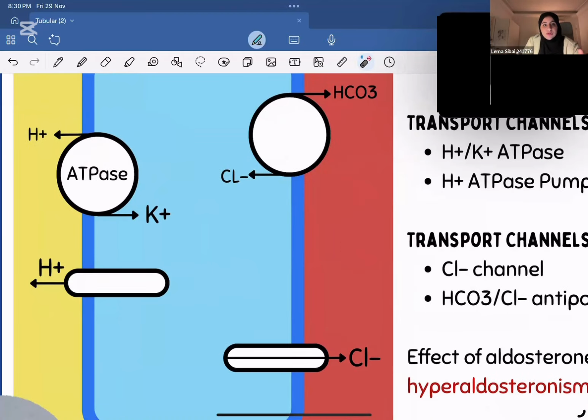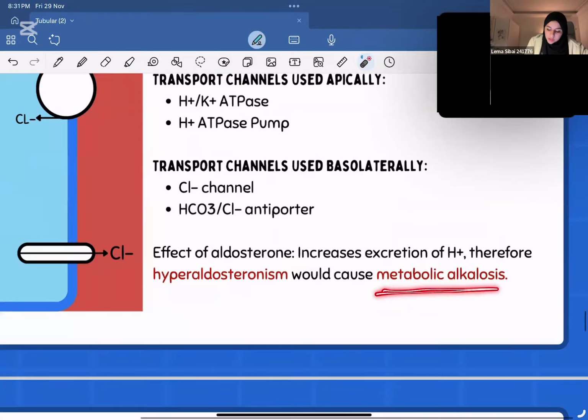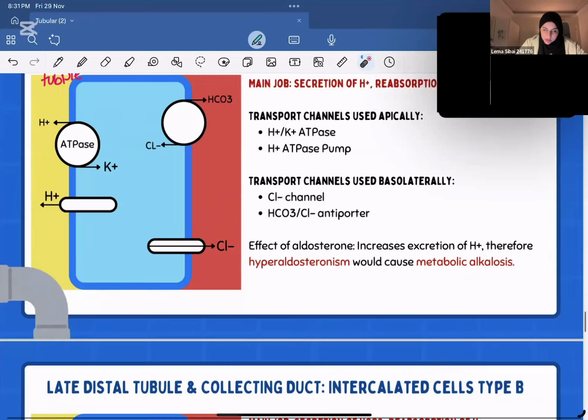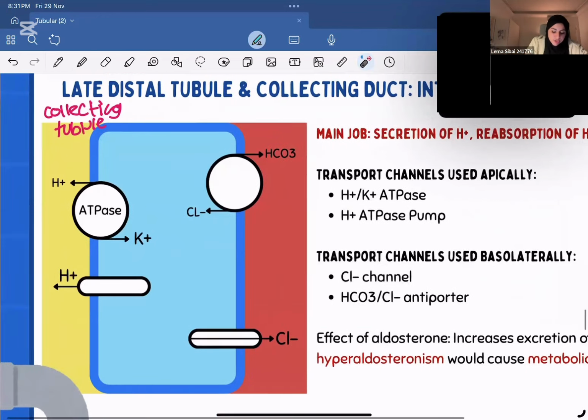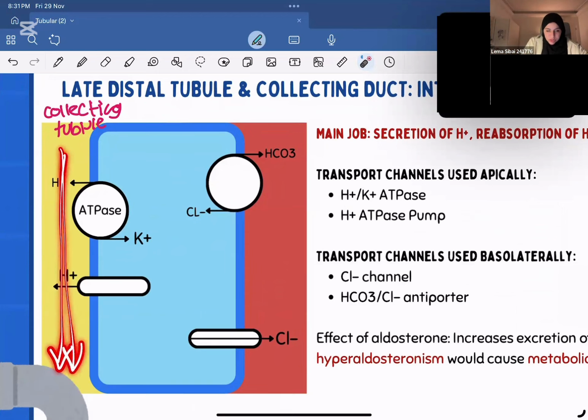There's supposed to be a balanced amount of bicarbonate and hydrogen. So when you're throwing it all in the urine and out of your body, metabolic alkalosis occurs. That's all you need to know: when you have hyperaldosteronism, it would cause metabolic alkalosis. Okay. Now, late distal tubule and collecting duct, and the apical side has urine. Yes, this apical side has the tubular fluid, which at this point is urine. This whole thing that's going down is urine. You're concentrating the urine.